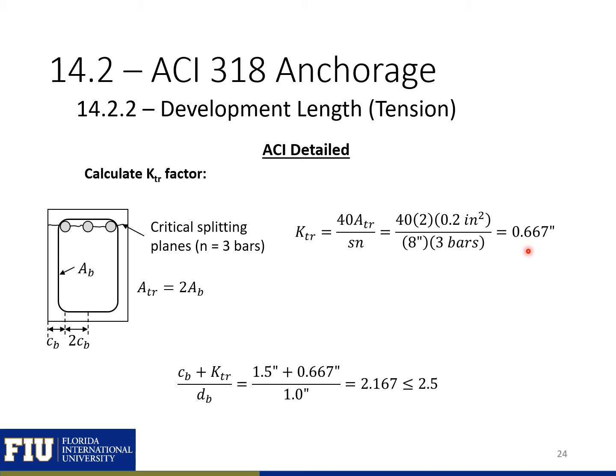We can then plug our CB that we found on the previous slide, 1.5 inches, plus this KTR, 0.667 inches, and divide by the diameter of our longitudinal bars that we're trying to develop, 1 inch. And we'll get CB plus KTR over DB equal to 2.167 unitless. So this value here is less than our limit of 2.5. So this is the value that we'll use in our detailed development length equation.